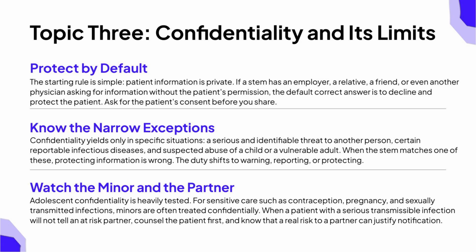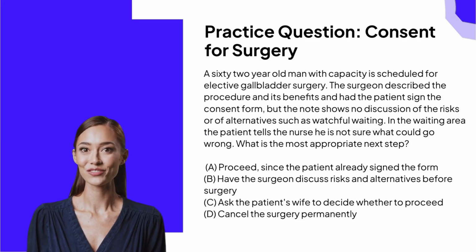And when a patient with a serious transmissible infection refuses to inform an at-risk partner, the pattern is to counsel the patient first, while recognizing that a genuine risk to that partner can justify notification. Let us work through our first practice question, and it targets informed consent.